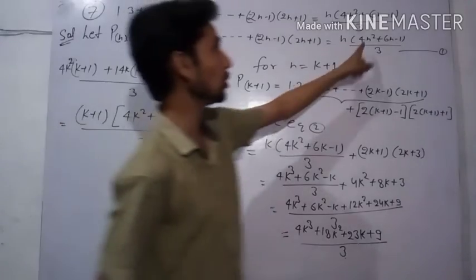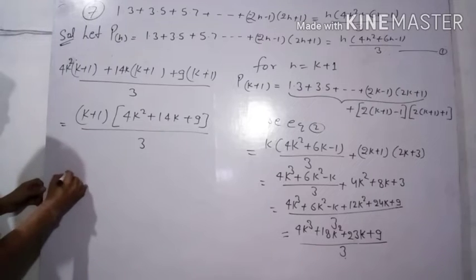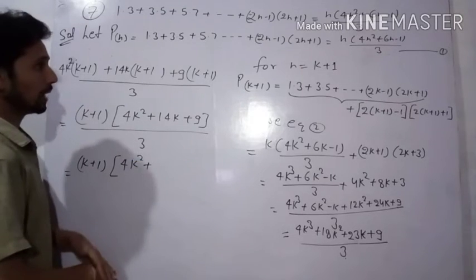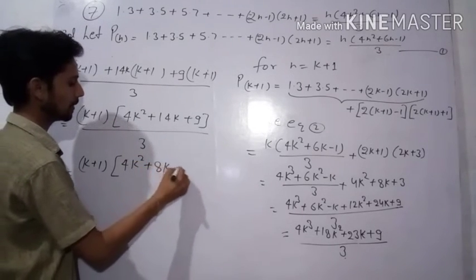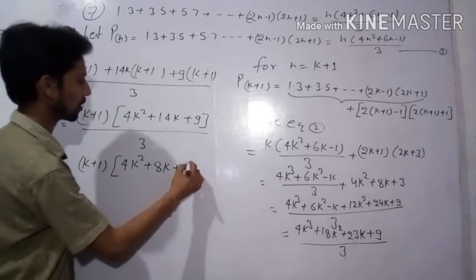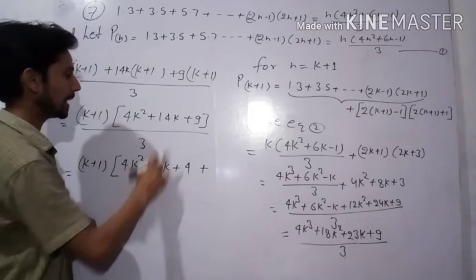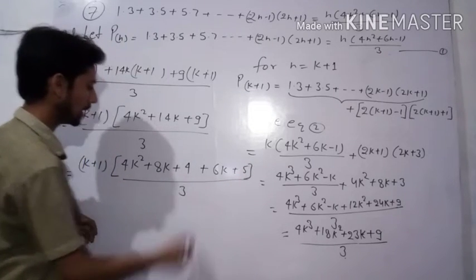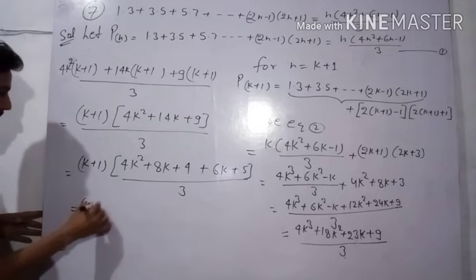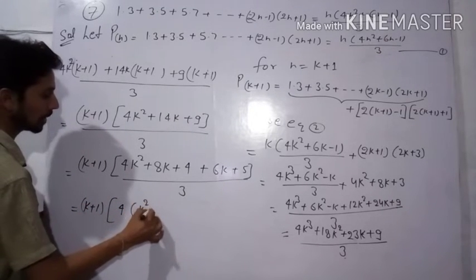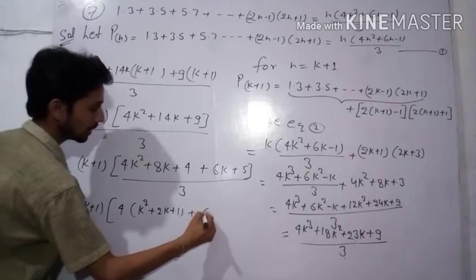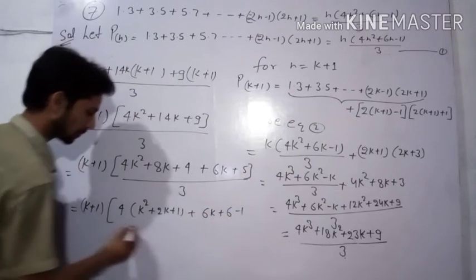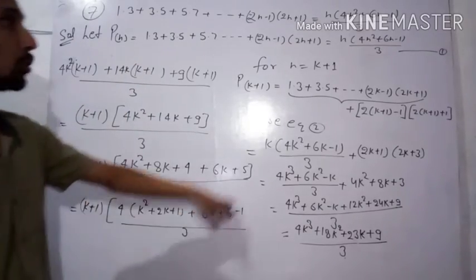Now we will convert into this formula. So 4k square plus 8k plus 4, plus 6k plus 5, upon 3. 4 is common from here: 4 into k square plus 2k plus 1, plus 6k plus 5. 5 we can write as 6 minus 1. We are doing like this to make this formula.